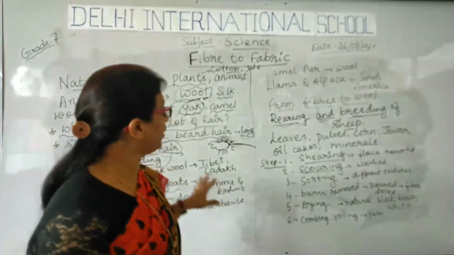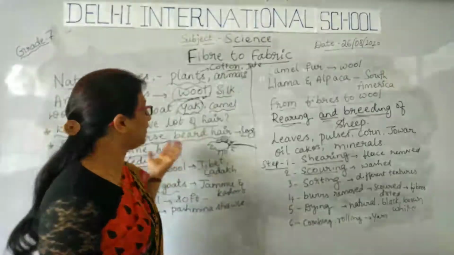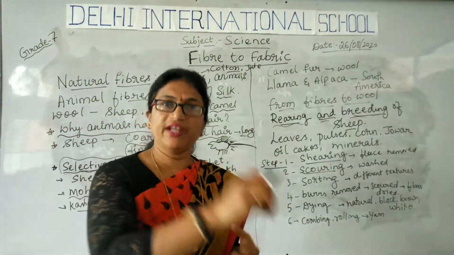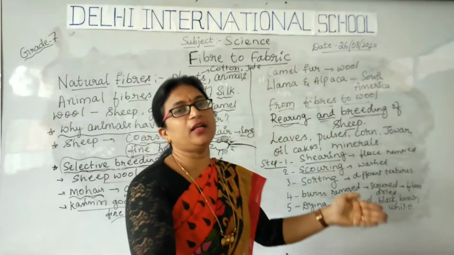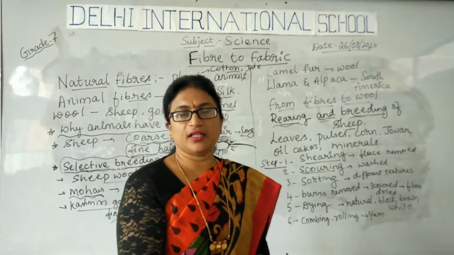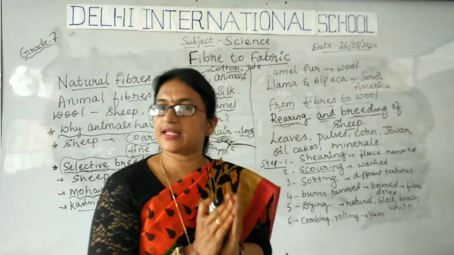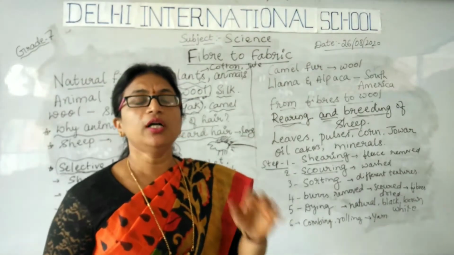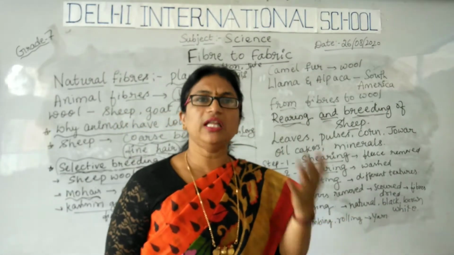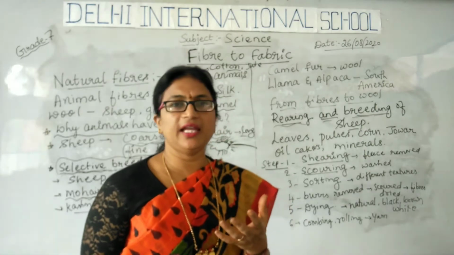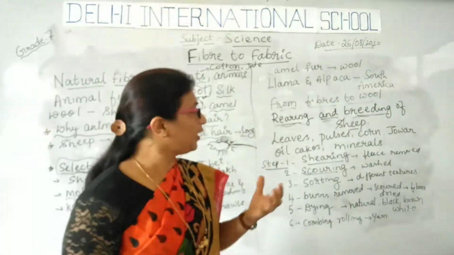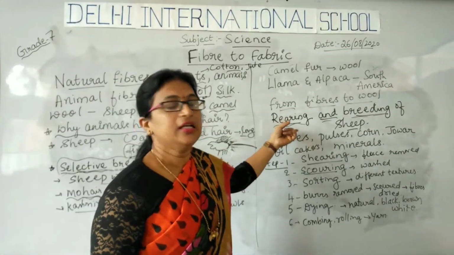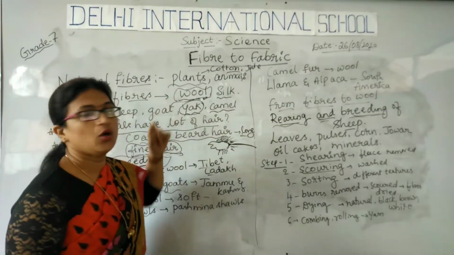In order to get good quality wool, first we have to rear good quality animals, isn't it? We have to feed them properly and make a good shelter for the animals in order to prevent infections, diseases, etc. When we give healthy food, they will definitely give healthy hair and healthy wool, isn't it? So rearing and breeding of sheep is a very important process, and through that we will get good quality wool.